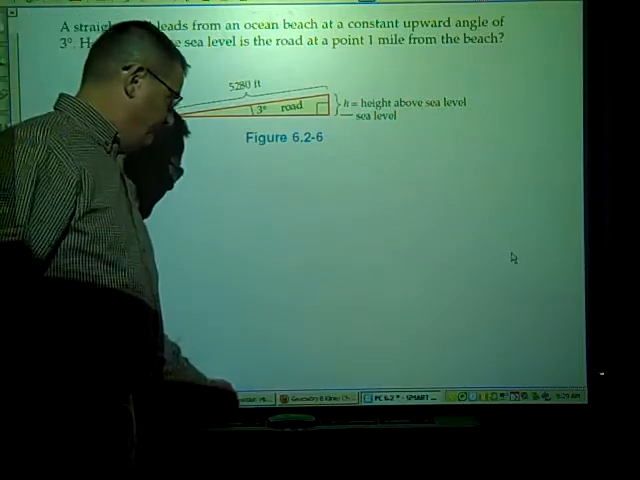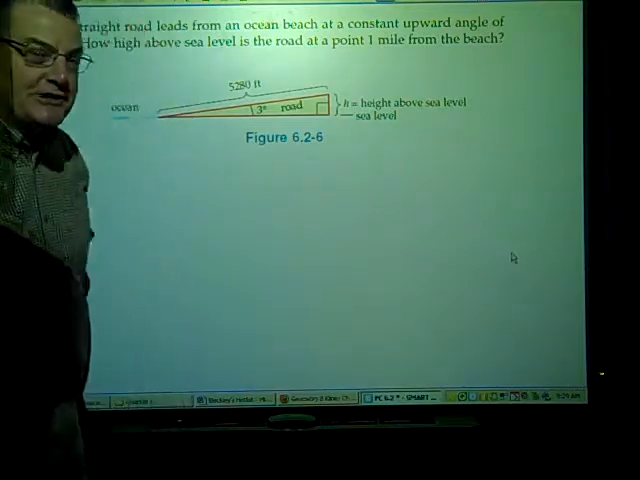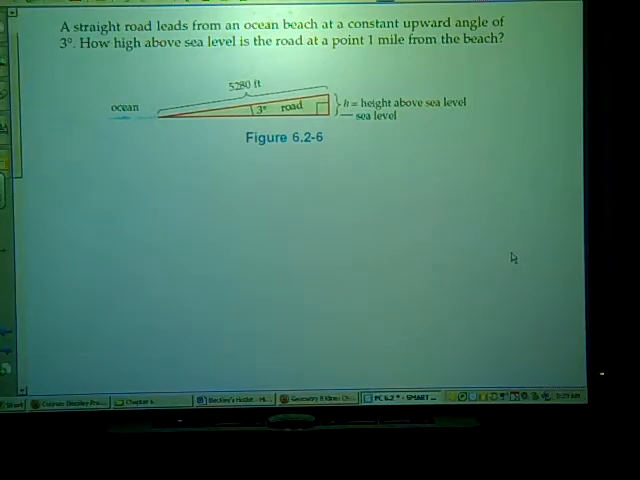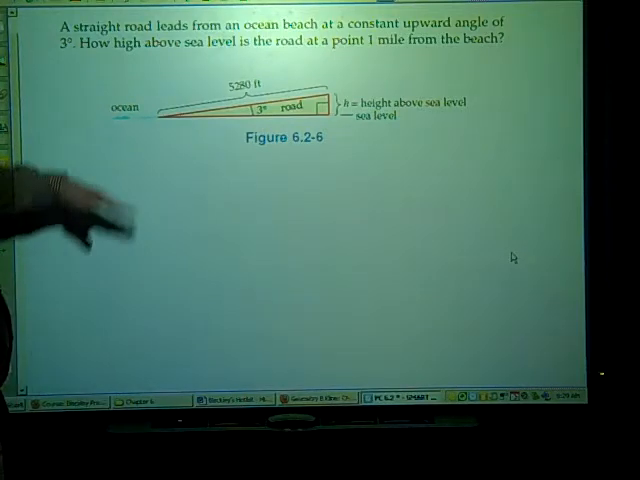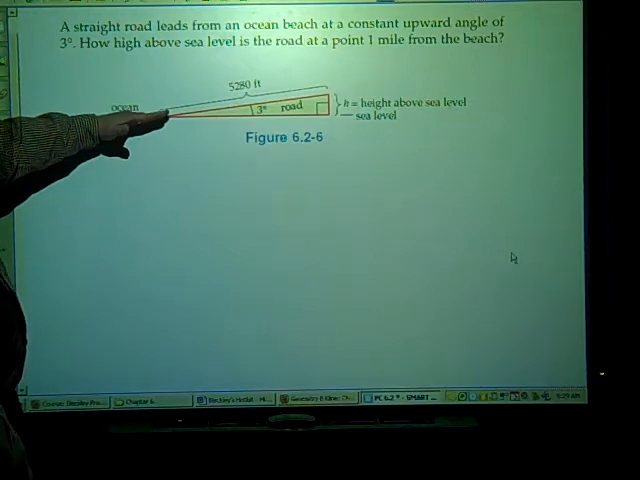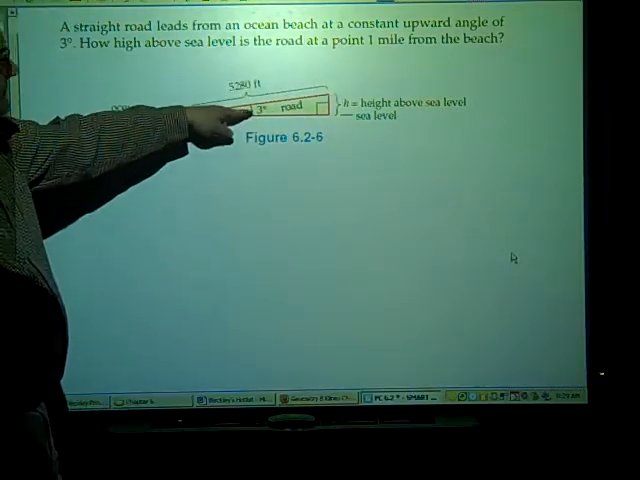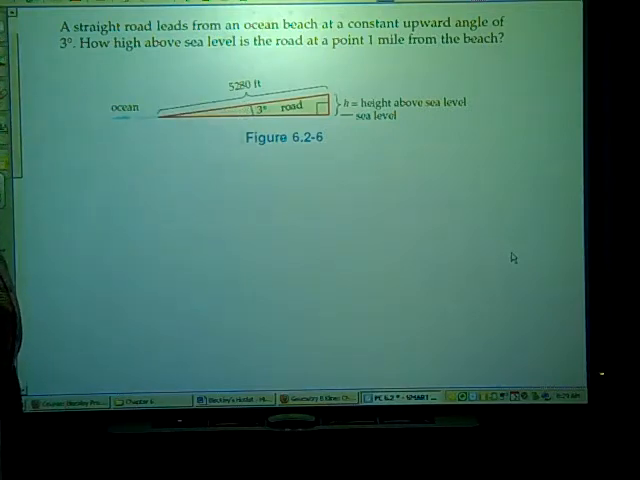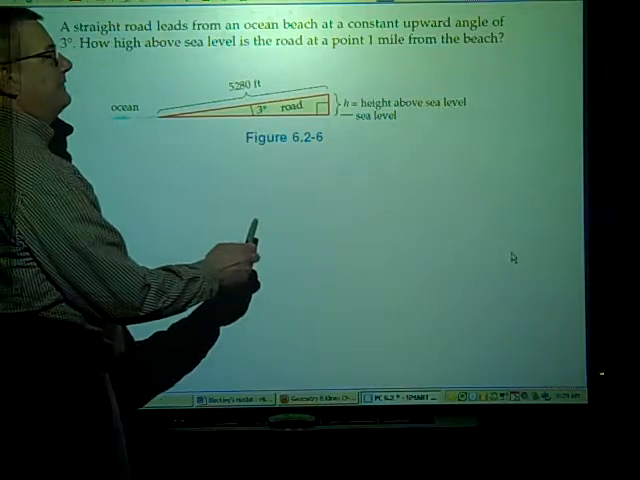Good morning. Right now we're looking at example 5 of section 6-2. It says a straight road leads from an ocean beach, which is at sea level, at a constant upward angle of 3 degrees. So here's the ocean. Our road is going uphill at 3 degrees. How high above sea level is the road at a point 1 mile from the beach?